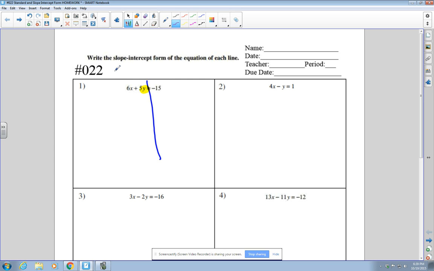Now, as was discussed in our lecture video, it's an ax plus by equals c form, and this form is called standard form. So we're trying to convert our standard form to slope-intercept form because that's what the instructions are asking us to do. Slope-intercept form is y equals mx plus b. That's what we want it to look like.